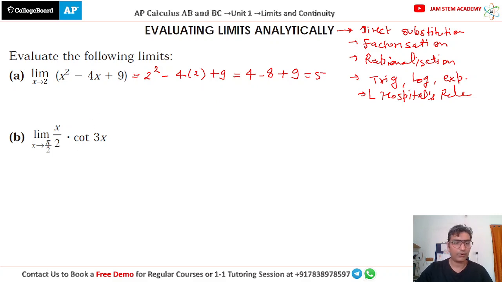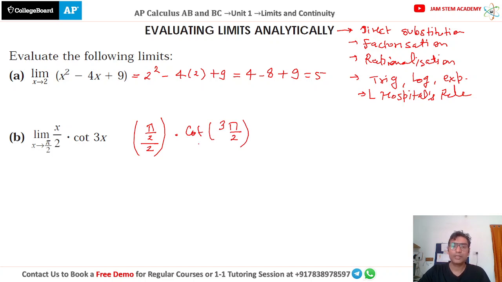Okay. Now, next one is pi by 2. When x approaches pi by 2, directly substitute that. What do you get? Pi by 2 divided by half, right? So, times cot of 3 pi by 2. What's cot 3 pi by 2? This value is tending towards 0.